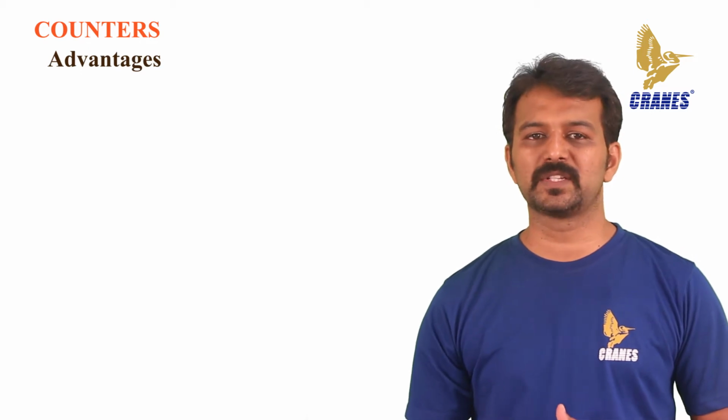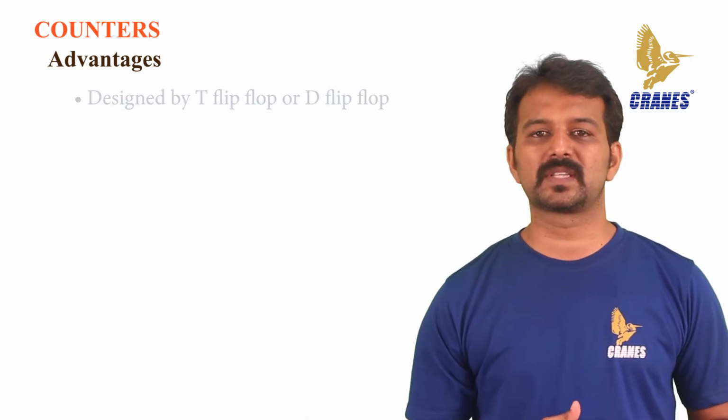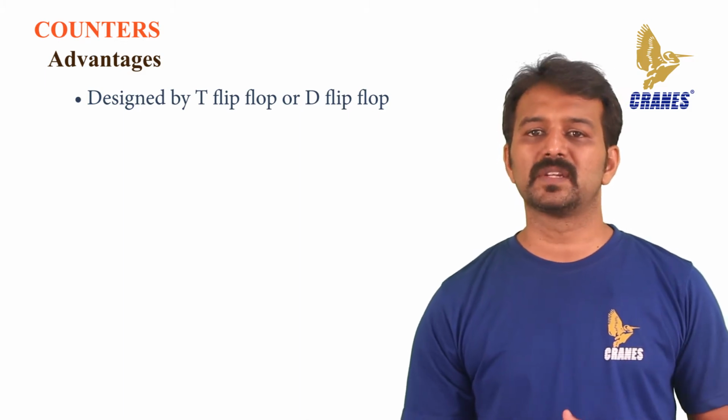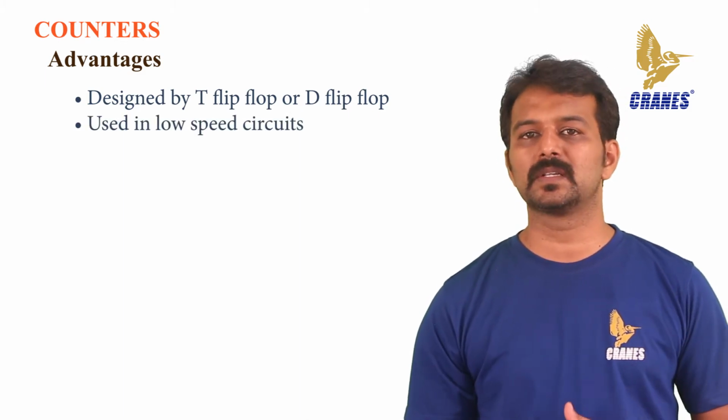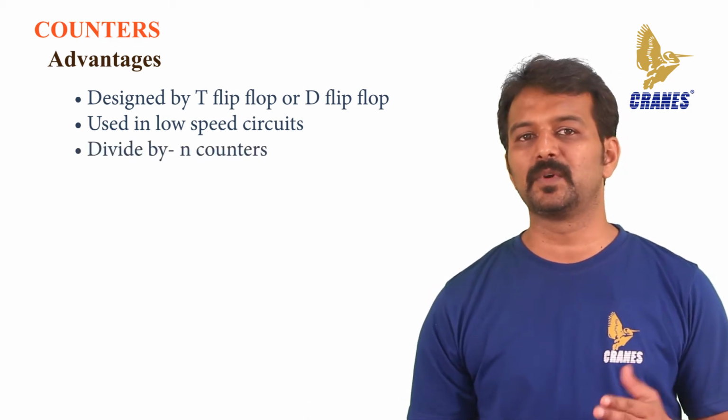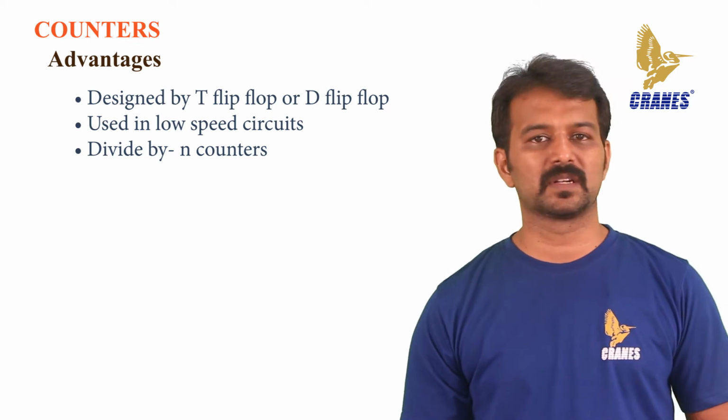Let's look at the advantages of this. Asynchronous counters can be easily designed with T flip-flops or D flip-flops. These are also called ripple counters and are used in low speed circuits. They are used as divide by n counters, which divide the input by n, where n is an integer.